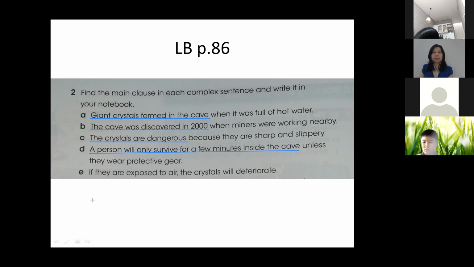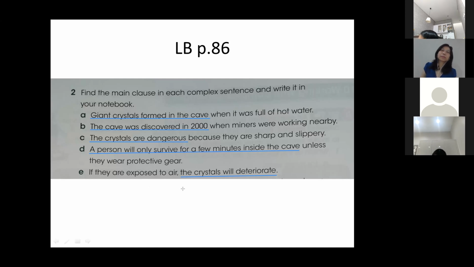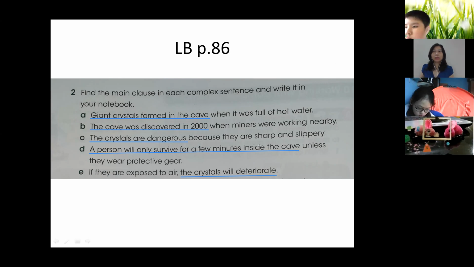The last one is E. The crystals will deteriorate. Wow, very good job, children. Very good job. Okay, please write down those main clauses. I will continue to the next. Hold on. I have to erase first, I think.